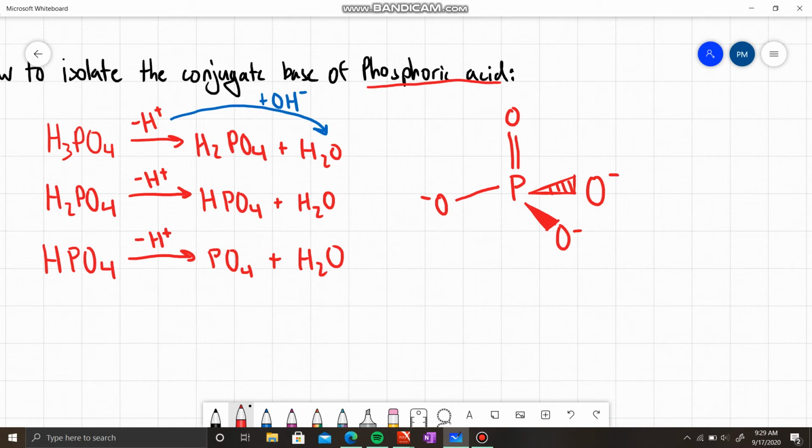These 3 oxygens, which used to be hydroxyl groups in the phosphoric acid, with their hydrogens attached to these, previously had a bond to hydrogen here, just like that. But we've deprotonated all of these hydrogens, so you can kiss all those goodbye, and now they all have negative charge, except for this one, which has kept its charge thanks to its double bond. Yes, that's your phosphate ion.